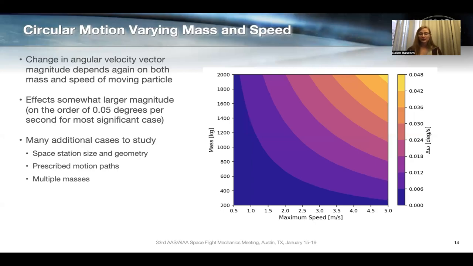And also what's happening with multiple masses, maybe Monte Carlo analyses when you have multiple masses moving on certain prescribed paths with some distribution around that. So lots more work to do, but an exciting start, and maybe the most exciting thing being the development of this dynamics module that enables all of the rest of it.